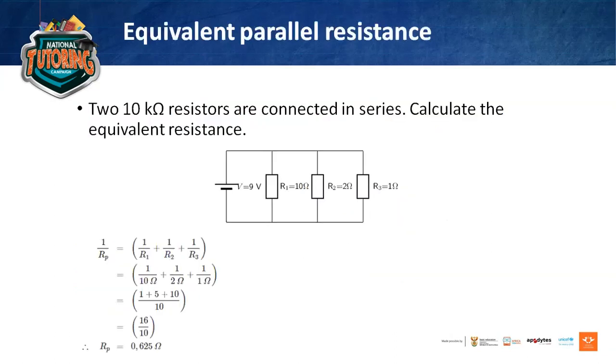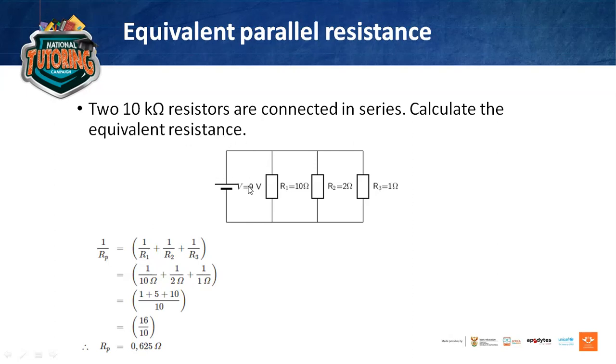Okay, let's start with this one first. Now I'm going to be showing you guys the equivalent parallel resistance. Remember, we just did the series resistance. Now we move on to the more complex one, which is the parallel branch. It says that two 10 kilo ohm resistors are connected in series. Calculate the equivalent resistance.